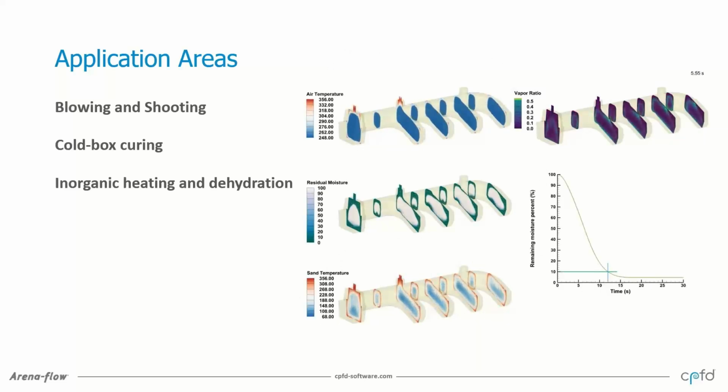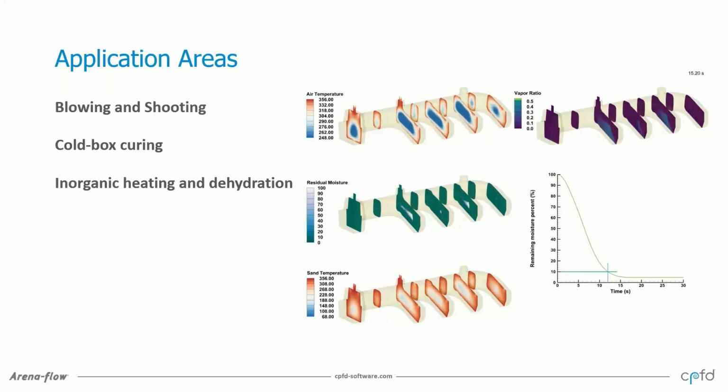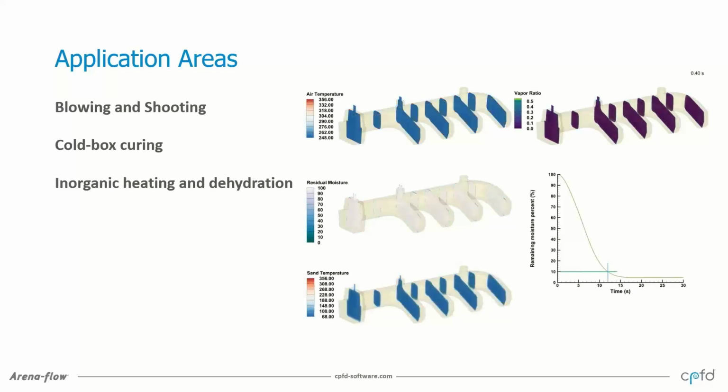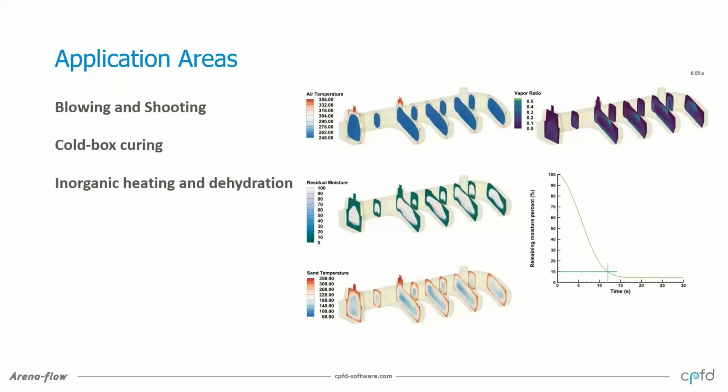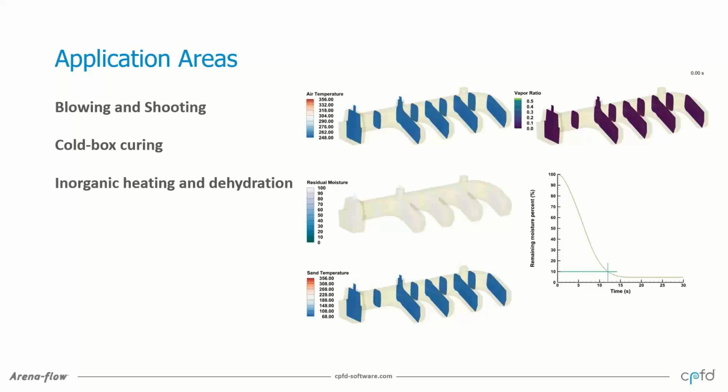For inorganics, a few years ago, we added modules for inorganic heating and dehydration. So looking at the heating of the core from the tooling, from the hot air passing through, and then looking at the effect of that on the residual moisture in the core as it's being vaporized and driven out, the vapor in the gas phase, and then overall times on the cycle to avoid overdrying.